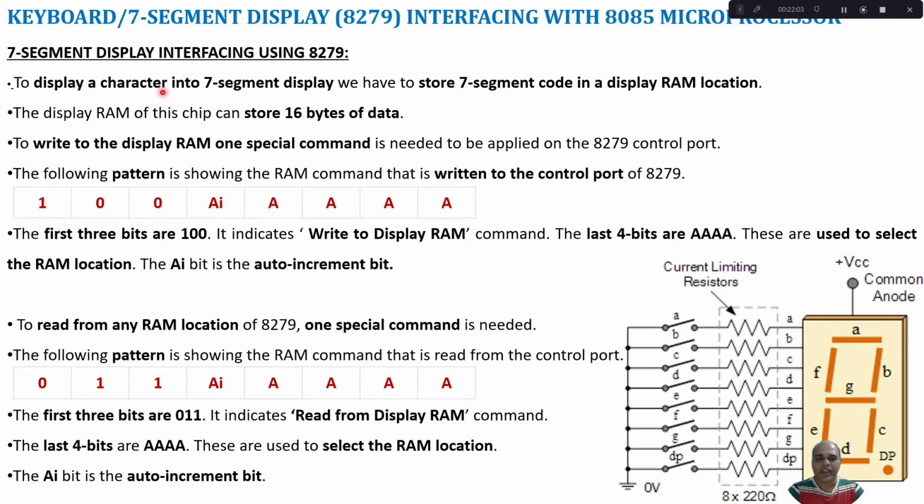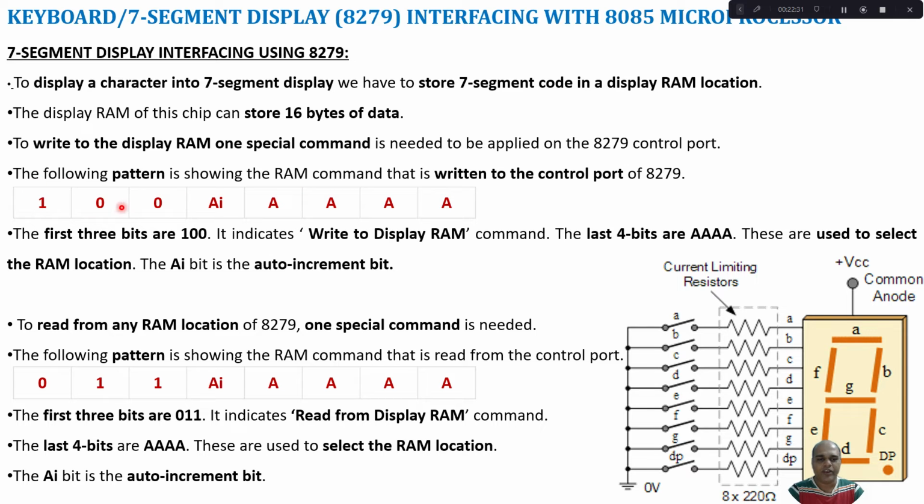To display a character on the 7-segment display, we have to store the 7-segment code in the display RAM location. So we can store up to 16 bytes of data, which means 16 characters can be displayed one by one on a 7-segment display. To write data into the display RAM, the CPU needs to write the data onto the display RAM. So one special command is applied.